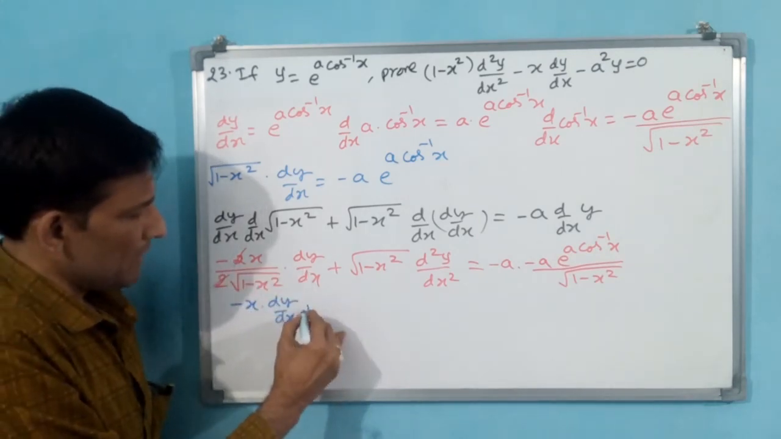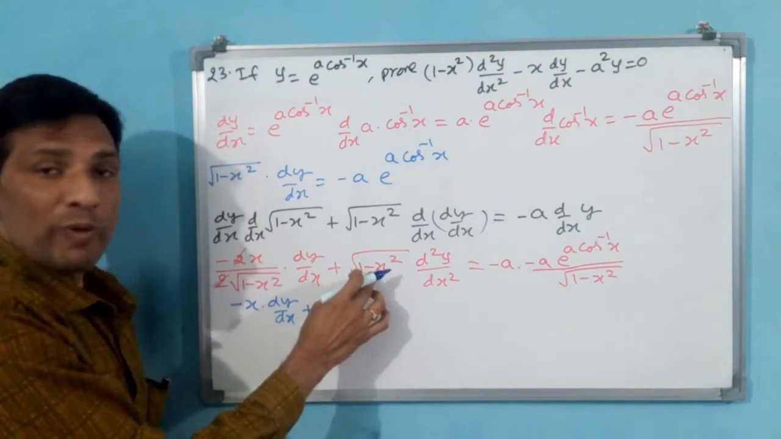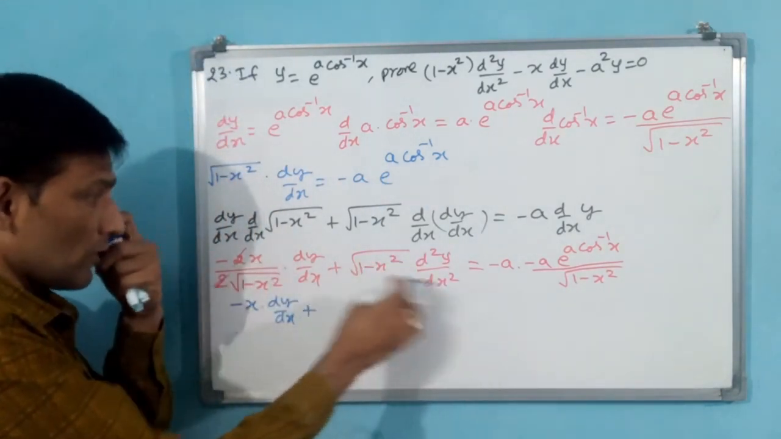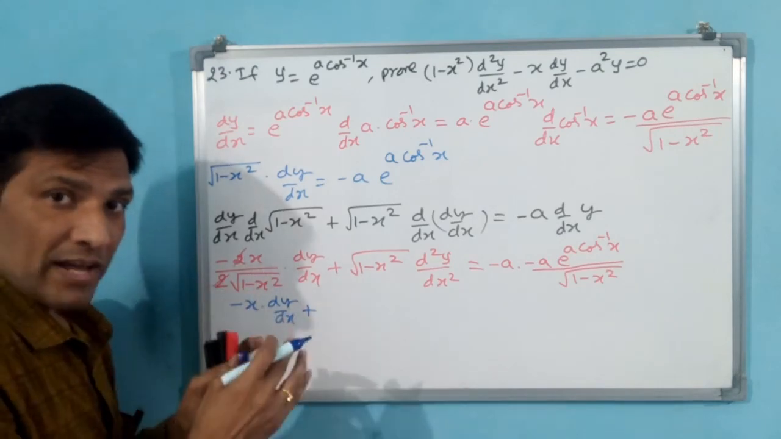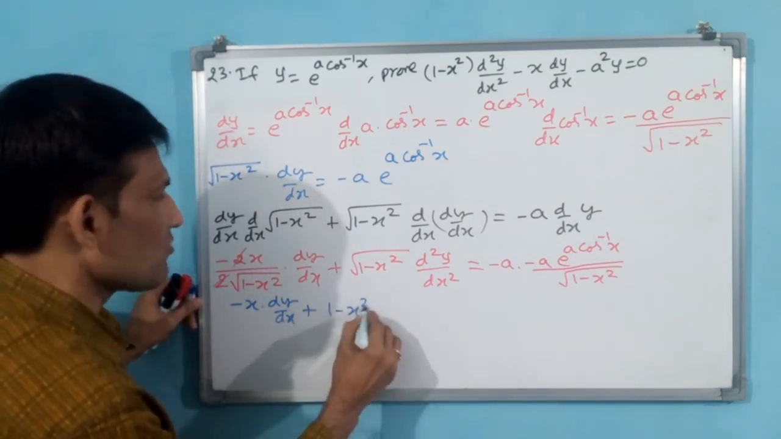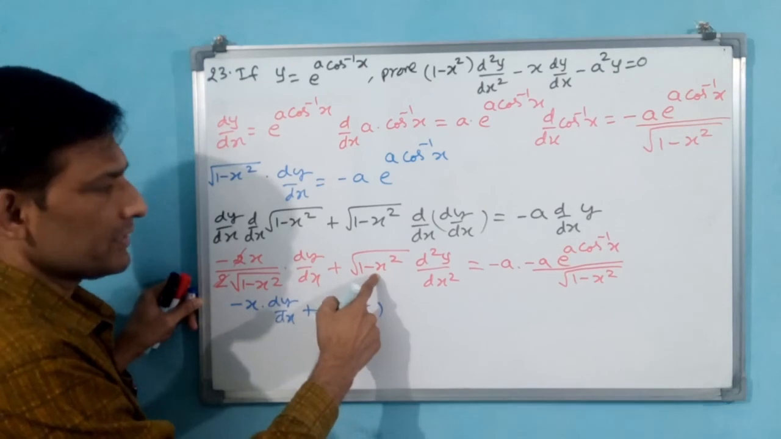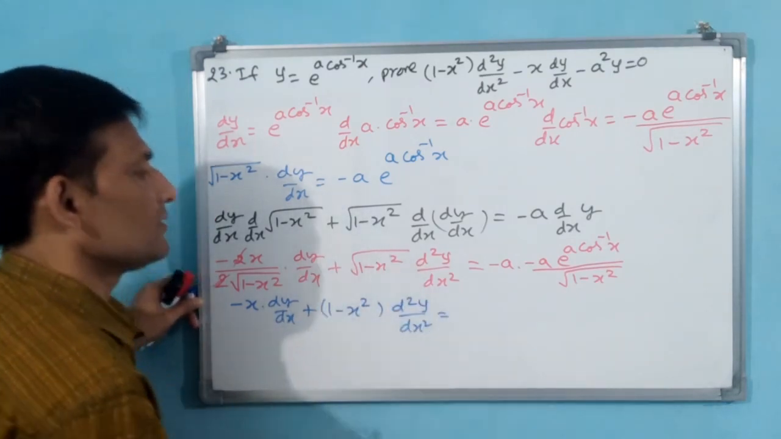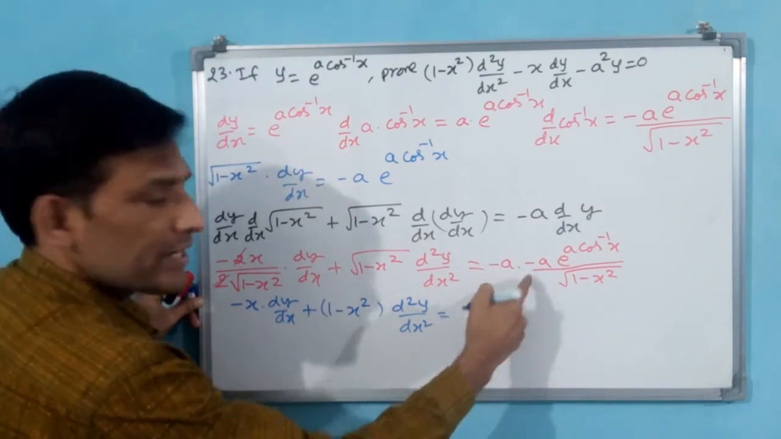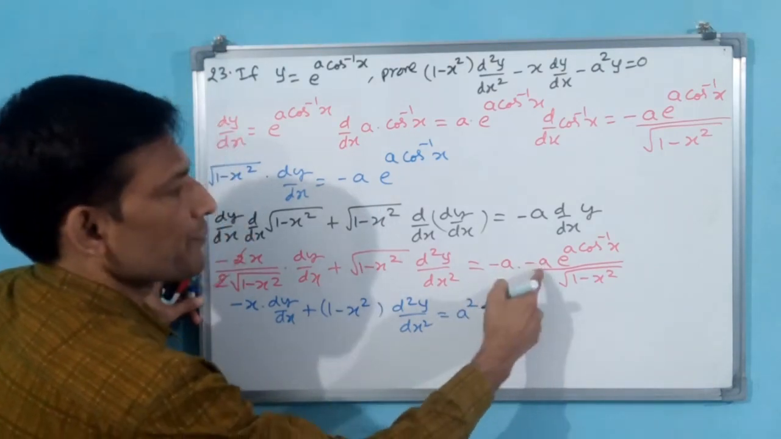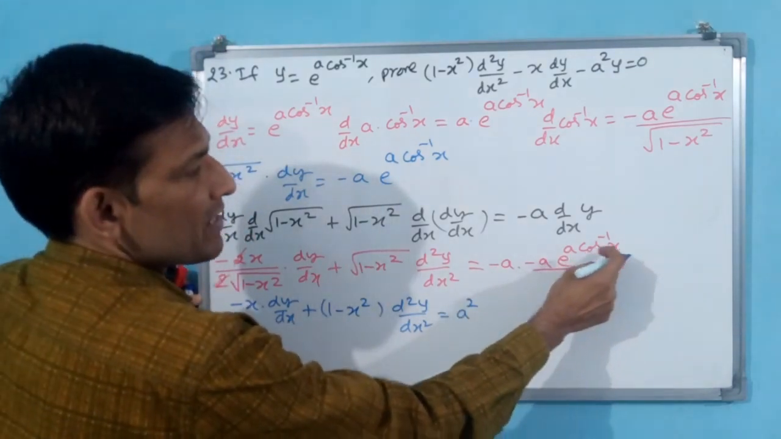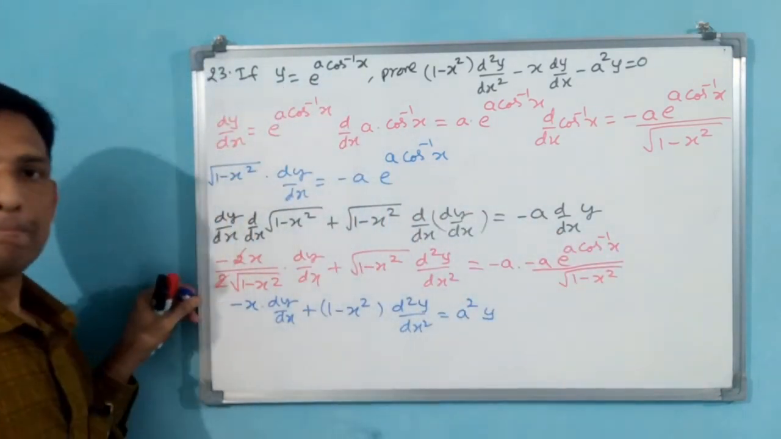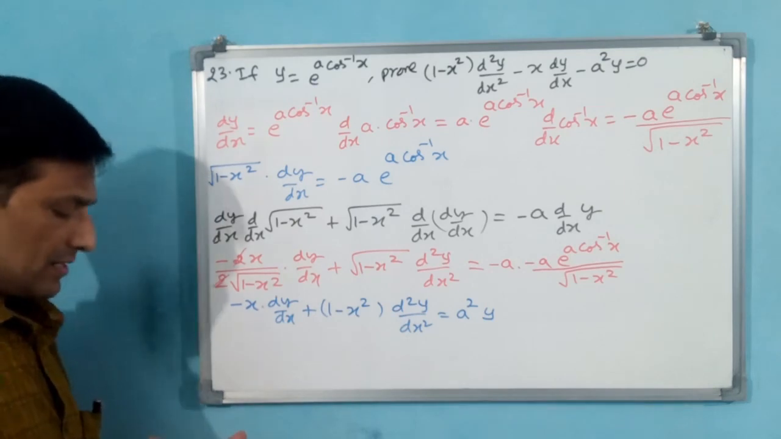dy by dx. Plus, you see, again this is numerator only. Minus square root of 1 minus x square, this is going to get squared and become 1 minus x square, d square y by dx square. That is equal to, you see, minus minus are going to get cancelled, plus a square, again e power a cos inverse x. E power a cos inverse x, I can write as y. Definitely I can write.